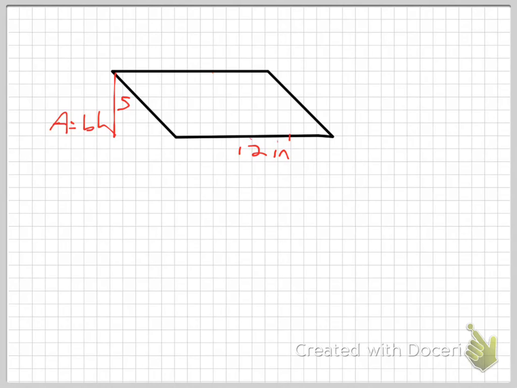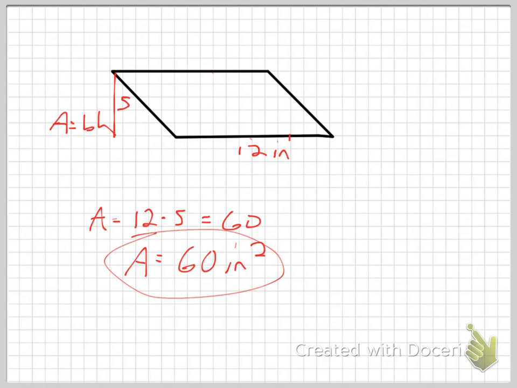So then you tell me, what is the area of this object? So it's area equals, what's the base? 12. What's the height? 5. So the area equals 60 squared inches. Notice how I wrote that.